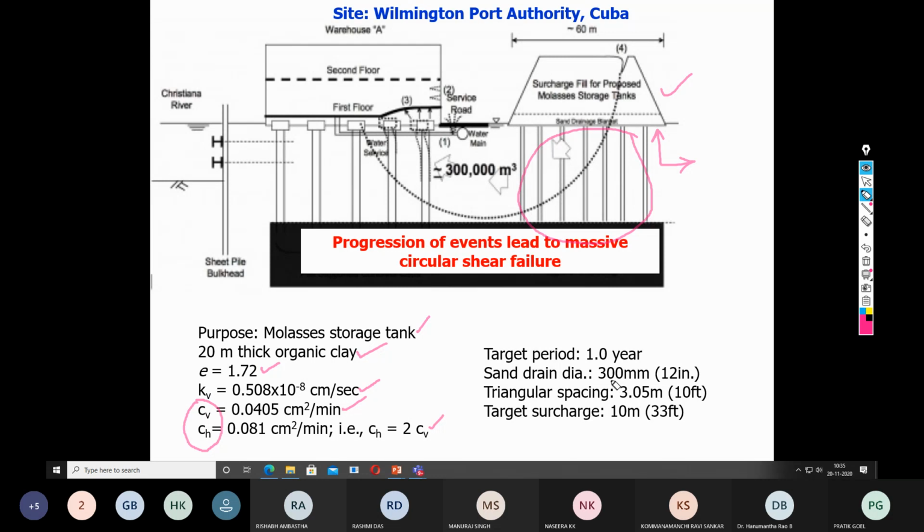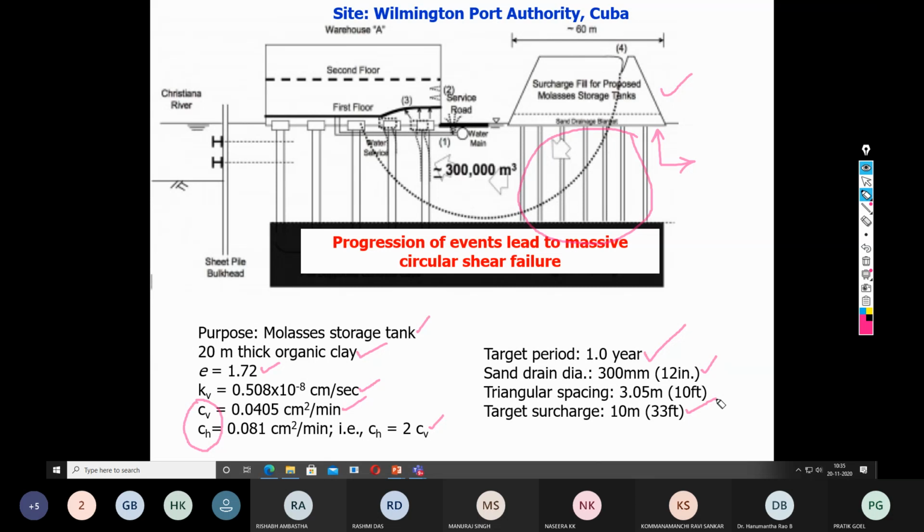Here the engineer was given a 1 year time period to accelerate the consolidation to 90% degree of consolidation. So he did the design. He found that a sand drain of 300 millimeter is sufficient, with triangular spacing and a target surcharge of 10-meter height.